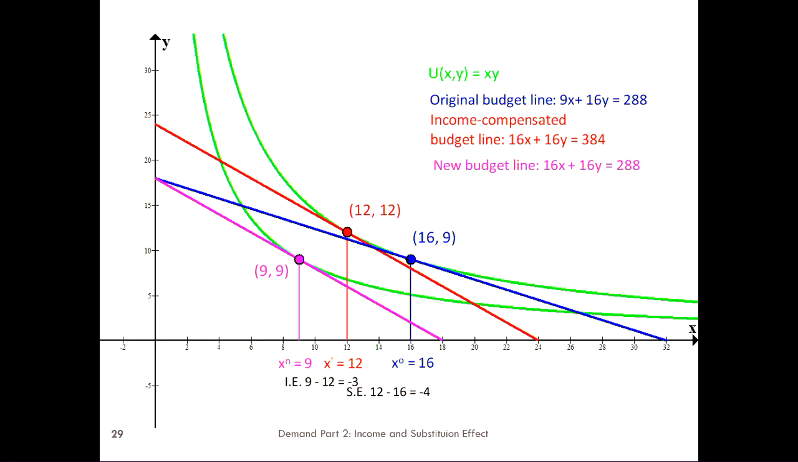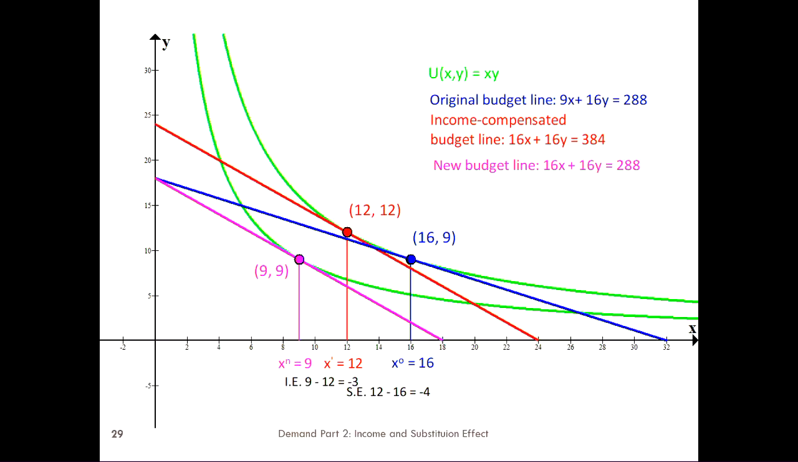And then we think of our hypothetical budget line, where we give them $96 more such that they have a nominal income of $384, but face the new prices. That hypothetical budget line, we call it the income compensated budget line, because you can see we've compensated them with enough income to keep their real income the same. So that income compensated budget line is 16X plus 16Y, the new prices, equal to 384, the income we needed to keep your real income constant. On that income compensated budget line, we saw you're going to choose the bundle 12, 12.